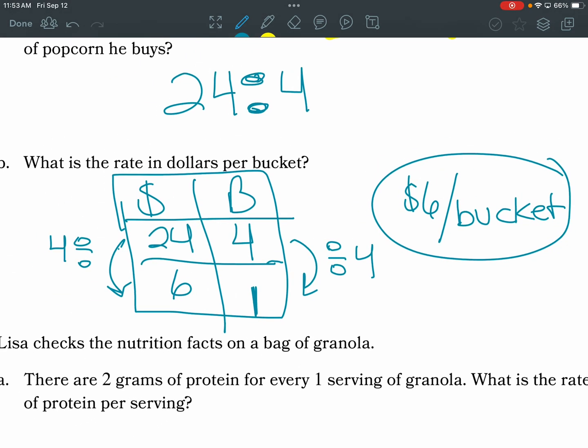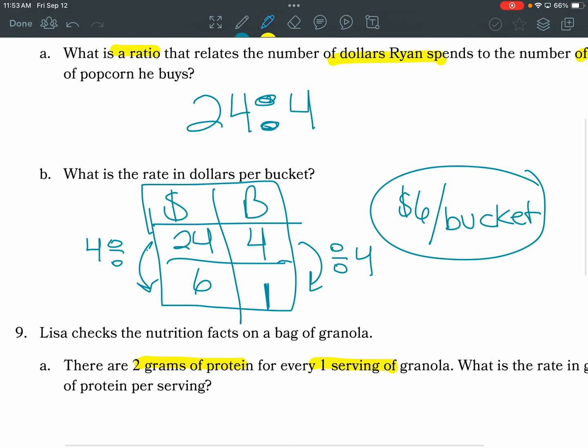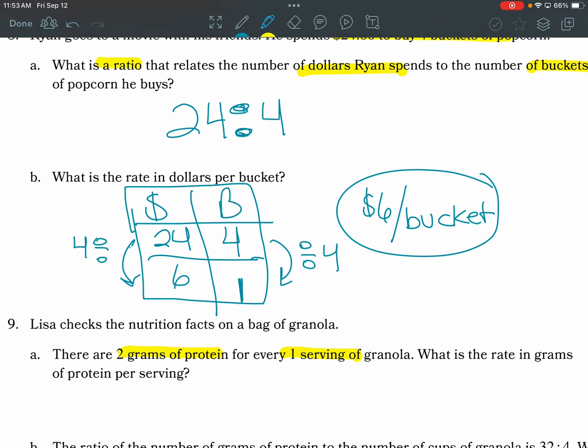Okay, so Lisa's getting a bag of granola and she's checking out the nutrition on it. She says there is 2 grams of protein for every serving of granola. What is the rate in grams of protein per serving? What is the rate of protein per serving? 2 grams per serving, right?